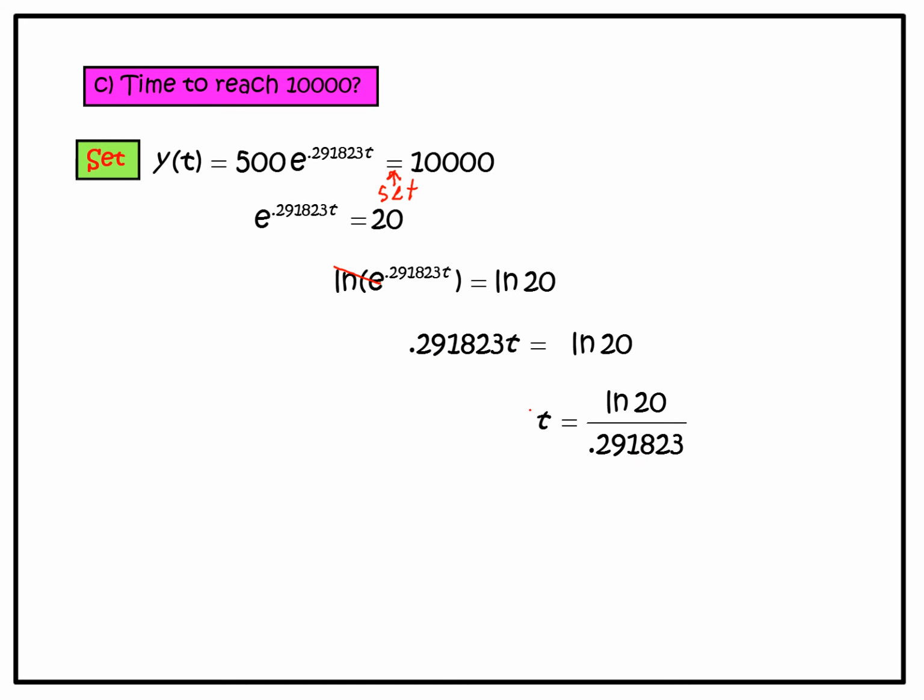So this has grown pretty fast. And this is why infections can be a problem in the body, because they multiply so fast.